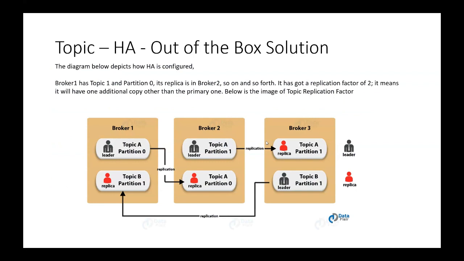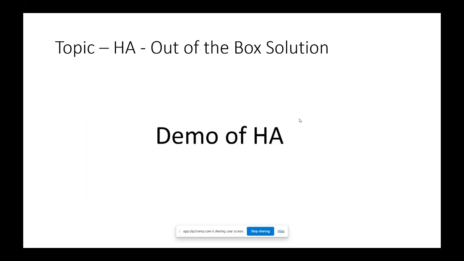Pictorially, consider a topic A that has two partitions, partition 0 and 1, but it has three brokers in the cluster. The replica for topic A, partition 0, can be on broker 2. As you see in the middle of the picture, at the bottom is a replica of topic A, partition 0. And similarly, broker 3 can hold a replica of topic A, partition 1. We'll now demonstrate how to set up high availability within a cluster.